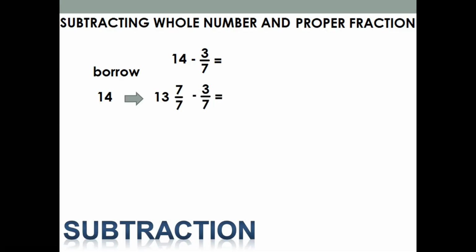So now we can subtract our fraction. So 13 minus nothing, which is 13. So copy the denominator 7. So 13 minus nothing, which is 13. Then 7 minus 3, which is 4.